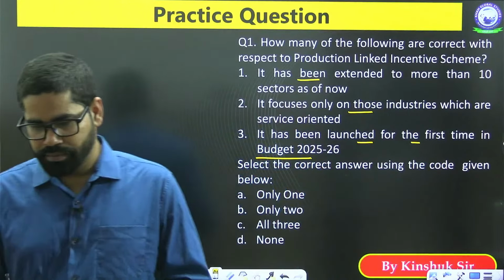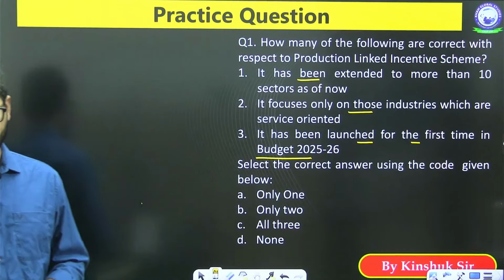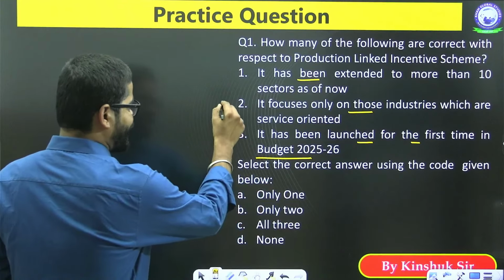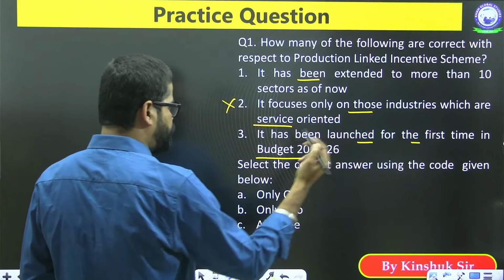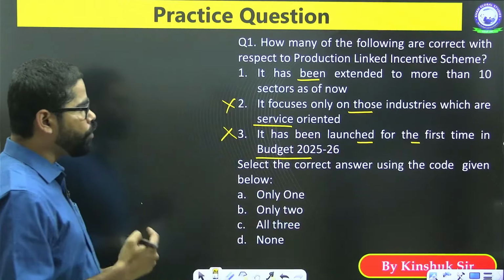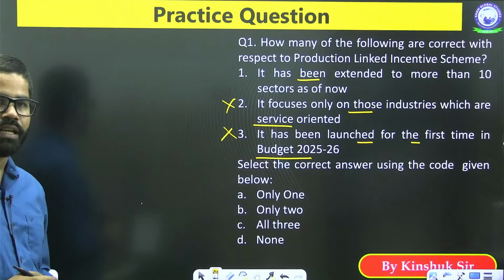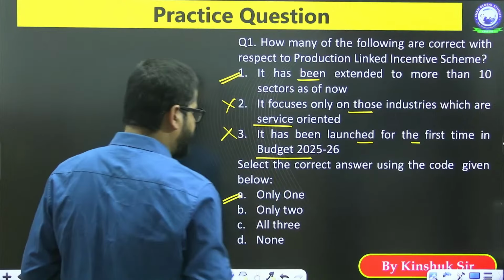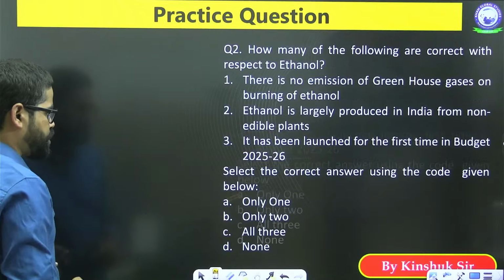A option? Yes, A option will be correct here. It is not service oriented. It is related to the manufacturing sector, and it was launched during the time of COVID, in 2020 itself. So both of the other statements are incorrect. Only the first one is correct, so the answer will be A option.